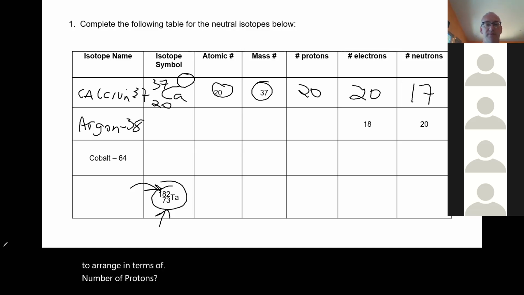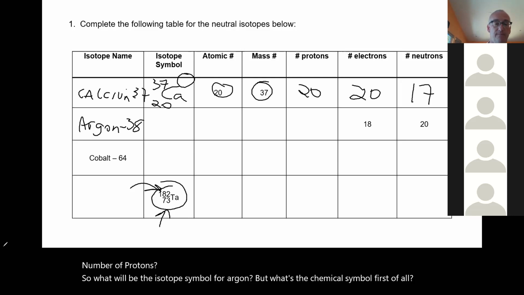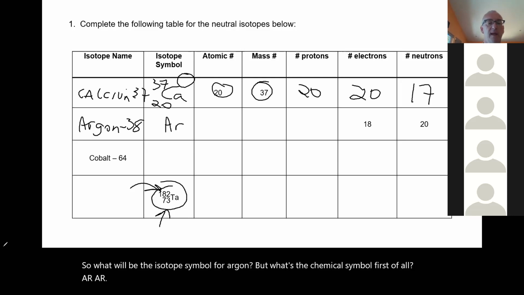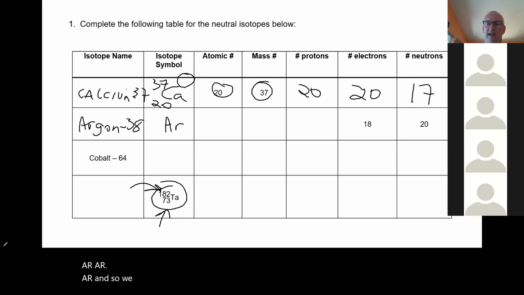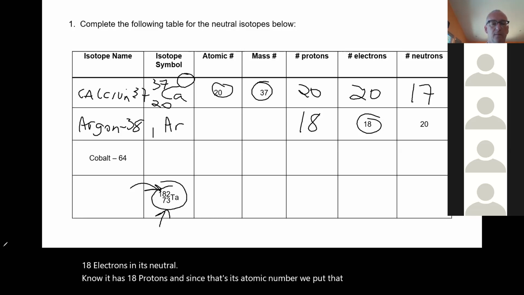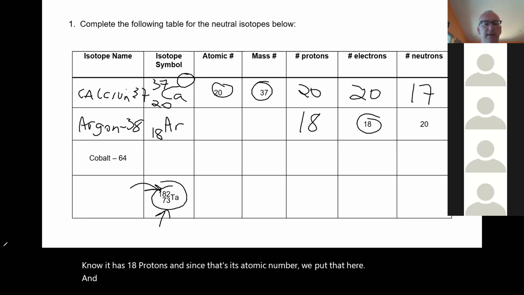So what would be the isotope symbol for argon? What's the chemical symbol, first of all? AR. And so we know, since it has 18 electrons and it's neutral, we know it has 18 protons. Since that's its atomic number, we put that here. And then what do we put in terms of its atomic mass? 38, and we put that here.